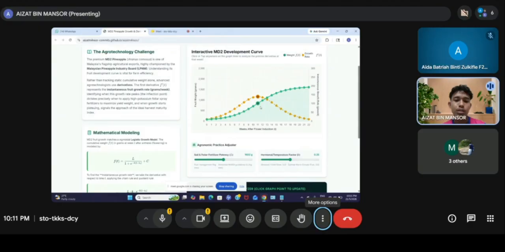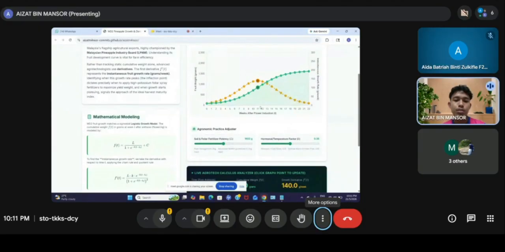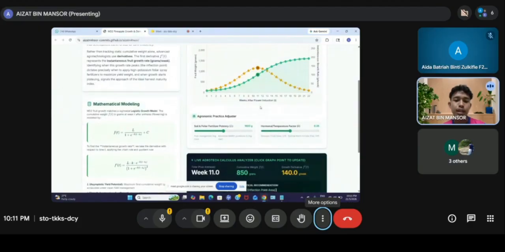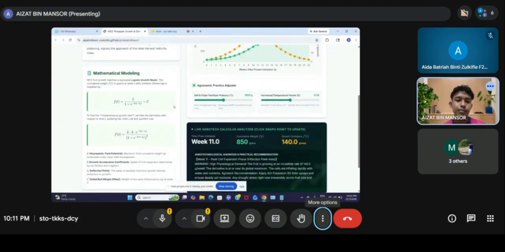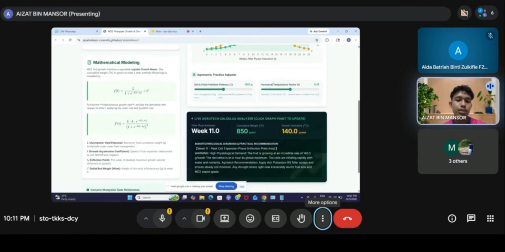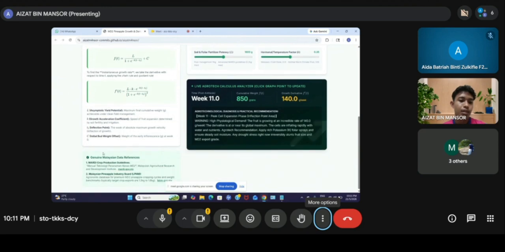This point is called the peak growth stage. Farmers can apply potassium-rich fertilizer and maintain proper irrigation to maximize fruit yield and quality. The application also uses realistic Malaysian agricultural references from the MARDI crops production guideline and the Malaysian Pineapple Industry Board, LPNM.